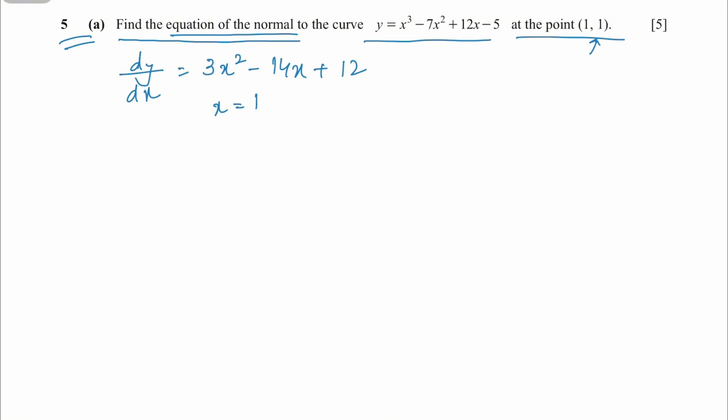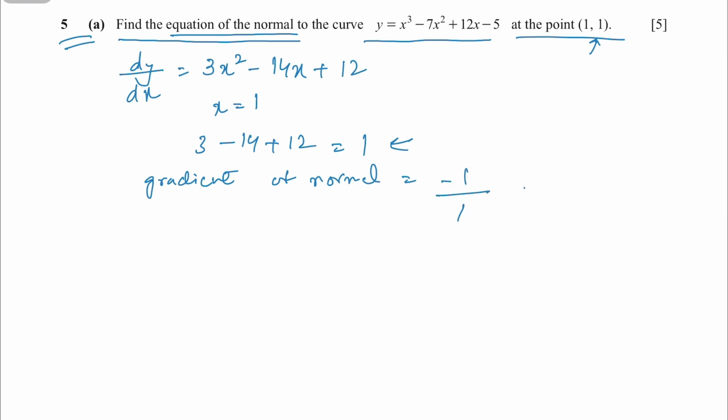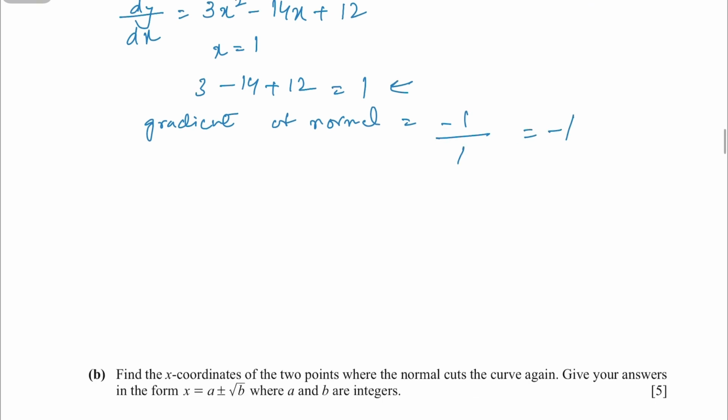Let's substitute x equals 1 over here. So this would be 3 negative 14 plus 12. So this would be 1. The gradient of tangent is this. The gradient of normal can be written as negative 1 over 1, so this can be simply written as negative 1.